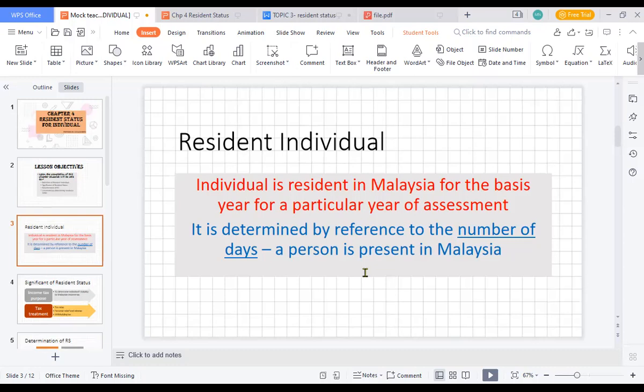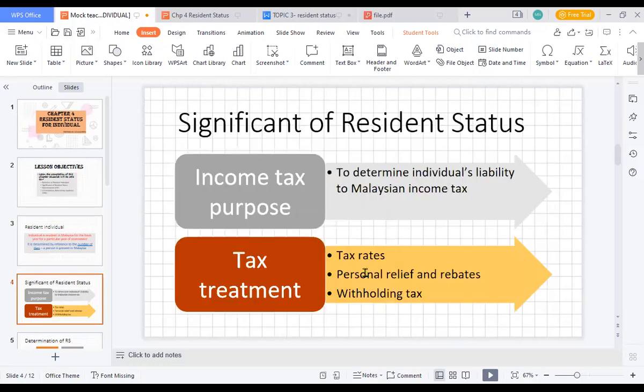So meaning that in this chapter you will have to calculate the number of days that the person is staying in Malaysia, to determine whether that person is actually a resident or non-resident. So why is resident status significant? Why do we want to determine that a person is a resident or non-resident?